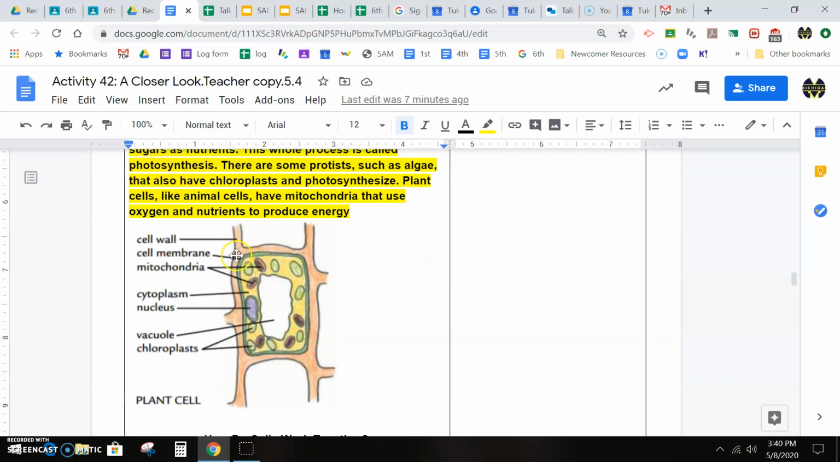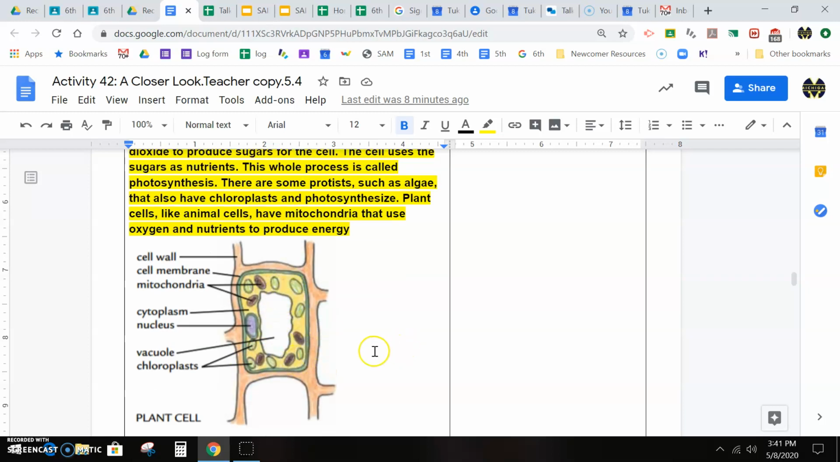You can see it has the cell wall. That's different. It has a cell membrane. It has mitochondria. It has cytoplasm. That's this yellow stuff here. It has a nucleus. That's this purple colored structure right there. It has a vacuole. This is this big open empty space, which we'll read about later. And then it has these little green kind of oval shapes. Those are called chloroplasts. And we just read about those above here.